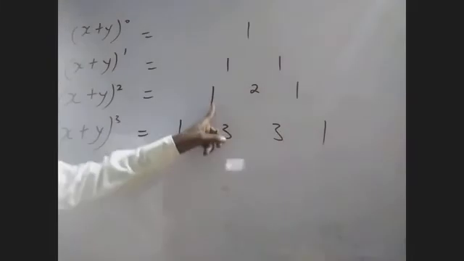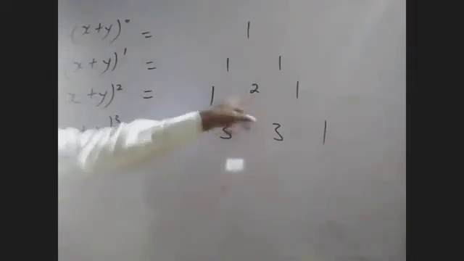The first one is going to be 1. This one is 1 plus 1 to give you 2. And the last one is going to be 1. Then in the next row, the first one must be 1. Then you have 1 plus 2 to give you what? 3. Then you have 1 plus 2 to give you 3. Then the last coefficient must be 1.